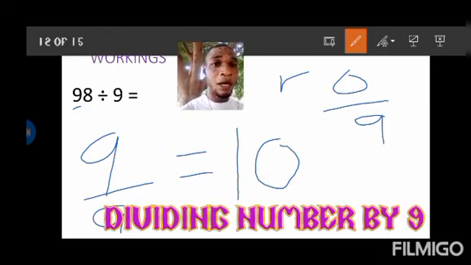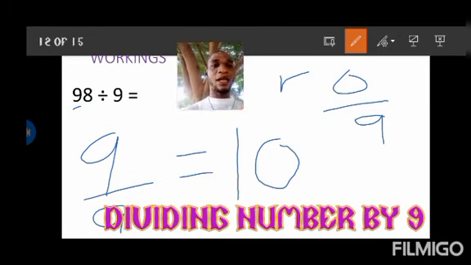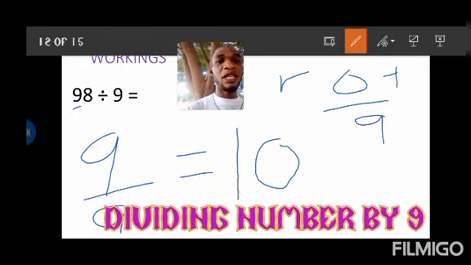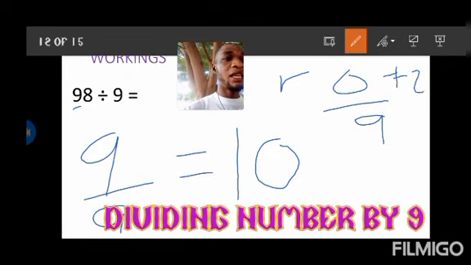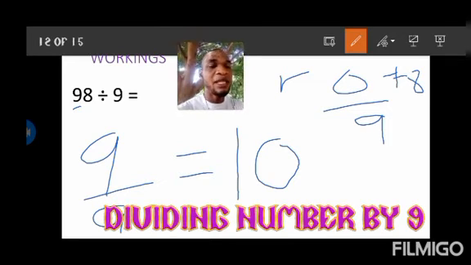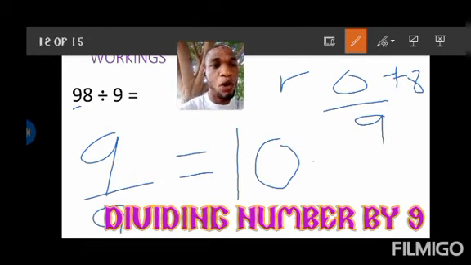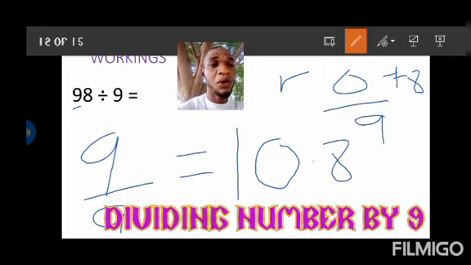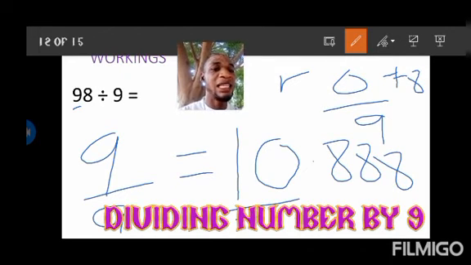Zero is an error. Good, zero, right? So the next step is to add the zero to the next number. The next number is 8. So you have 0 plus 8 is 8. How many times can 9 go in 8? No, it can't go. You put your point, and what do you do? You write your 8, 8, 8. And that is the answer.